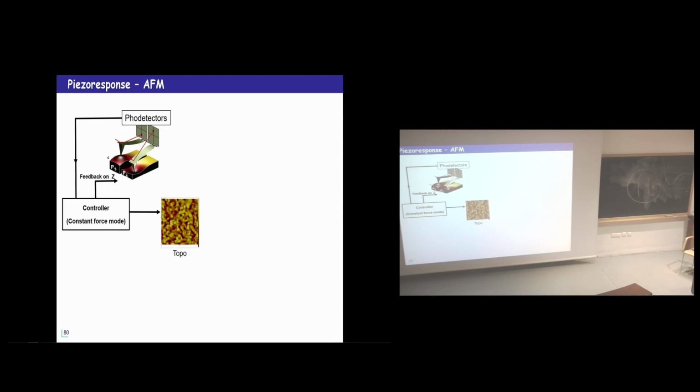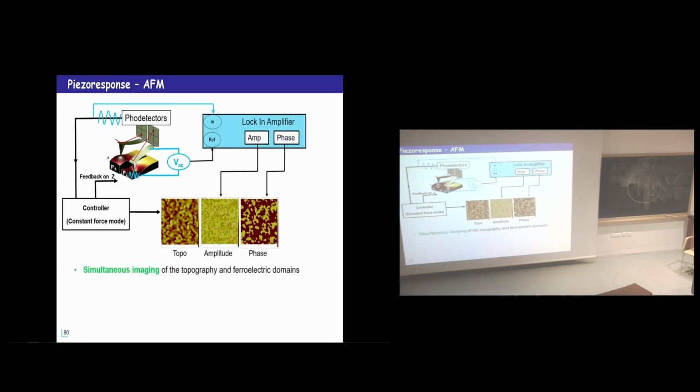So here we are. You take your AFM, the classical one, and you make a topography. Then you apply an AC voltage between the probe and the electrodes below the ferroelectric. So oscillation, oscillation, but in this case, you just pick up the signal. This part remains the same. Those oscillations are small enough not to perturbate the measurement of the topography.